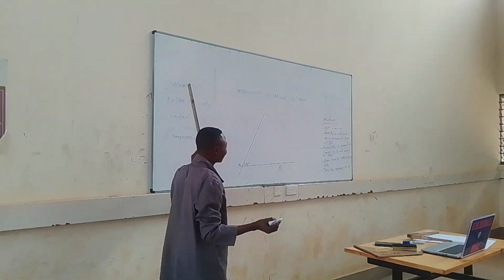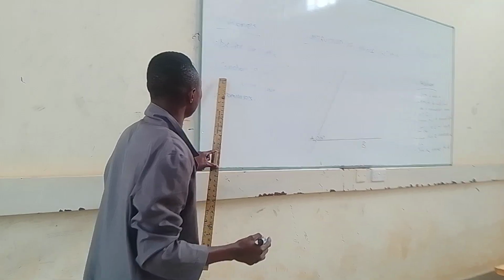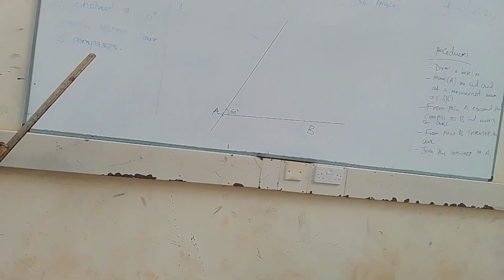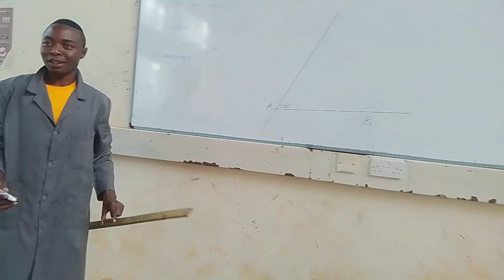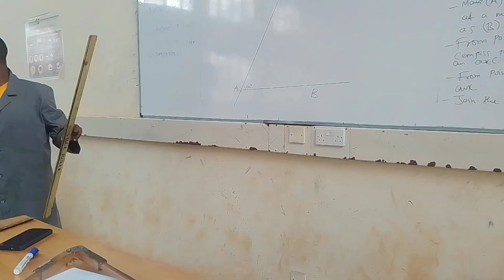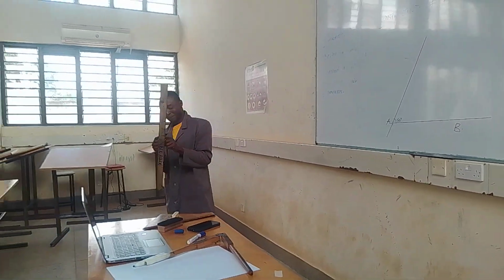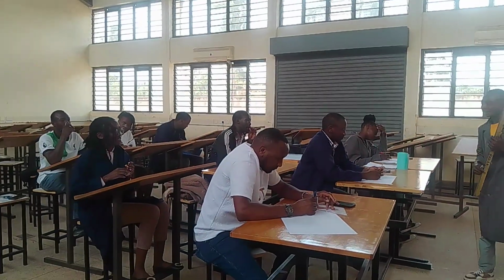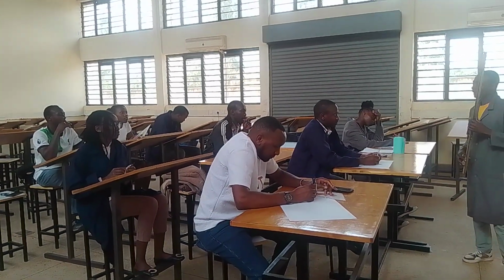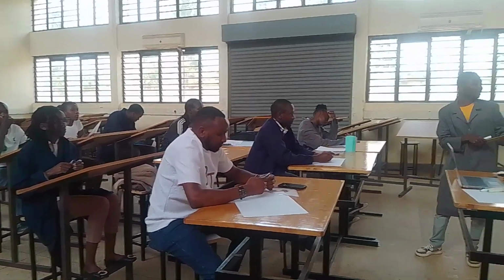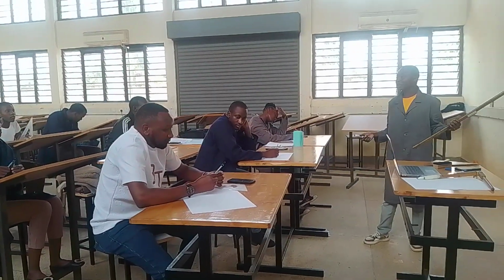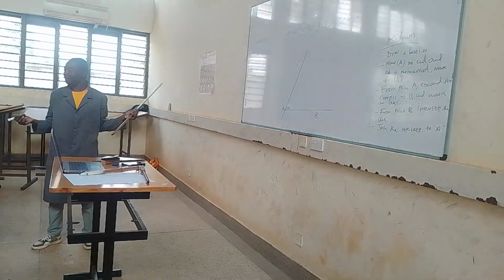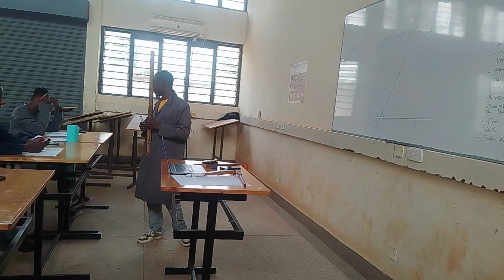According to our learning outcomes, we have to construct a 30 degrees angle using a pair of compass, and we have 60. How can we get 30 now? Teacher, we bisect the 60 degrees angle. Yes, we bisect the 60 degrees angle. Simply, we divide this 60 degrees into two, so that we can get a 30 degrees angle.